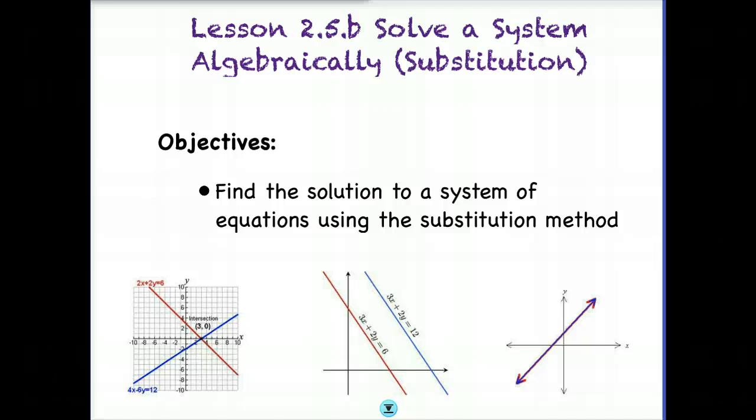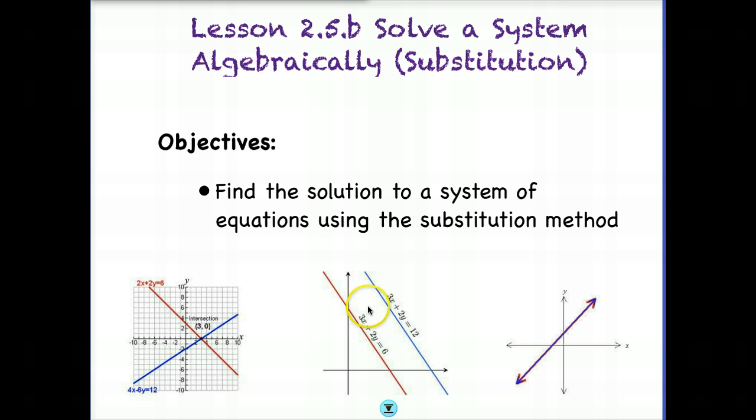Okay, today's lesson, 2.5.b, is how to solve a system of equations algebraically, and we are going to use the substitution method. Our objectives are to find the solution to a system of equations using the substitution method.